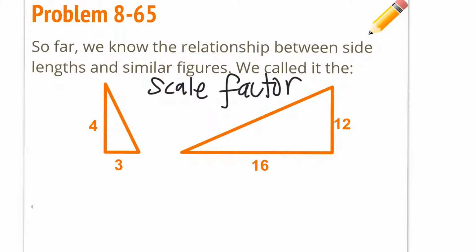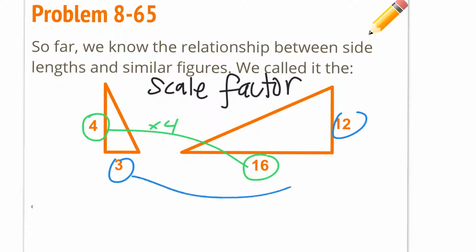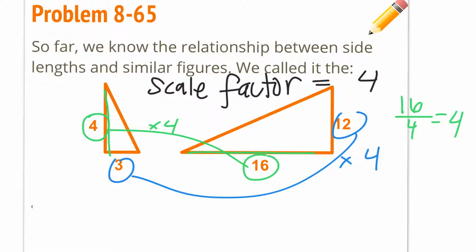And in this case, for example, to get from 4 to 16, multiply by 4, and to get from 3 to 12, you multiply by 4. So our scale factor in this case equals 4. And I think all of us got that down. Another way to do it is pick the corresponding sides. So 16 divided by 4, or 12 divided by 3, which is again 4. And it doesn't necessarily matter which way you do it. I usually like doing the big one divided by the small one because it gives you nice whole numbers.